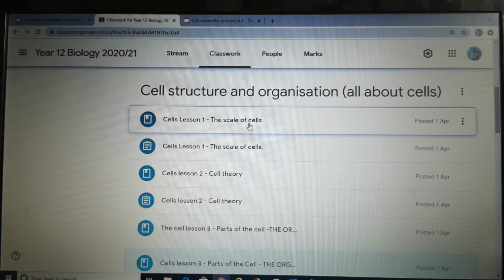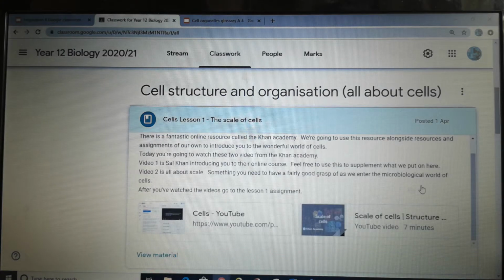The work that I've set for this week, we start off looking at the scale of cells, just to give you an idea, put it into context of how small we're talking when we're talking about the organelles within the cell. And I've used this YouTube clip, which is actually linked to a web page or a resource called the Khan Academy. And I cannot recommend this guy enough. He covers everything that you will need to know over the next 2 years, sometimes in a little bit more detail than you need, but he explains things really clearly.